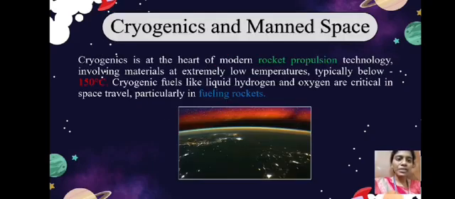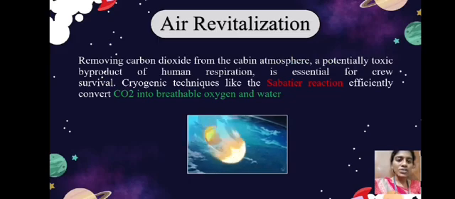Then moving to cryogenics and manned space. Cryogenics is the heart of modern rocket propulsion technology, involving materials at extremely cold temperatures, typically below minus 150 degrees Celsius, which are used for fueling our rockets. Air revitalization means removing carbon dioxide from the cabin atmosphere, a potentially toxic byproduct of human respiration. A cryogenic technique like the Sabatier reaction effectively converts CO2 into breathable oxygen and water.